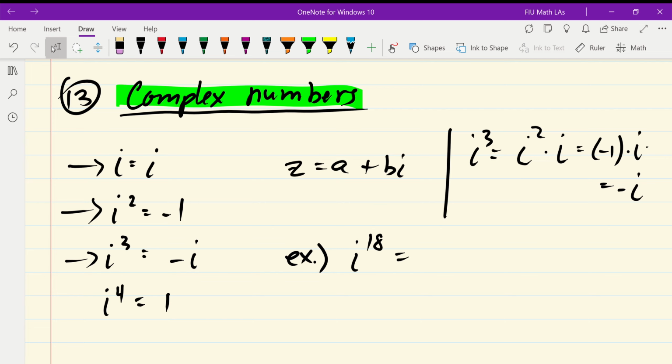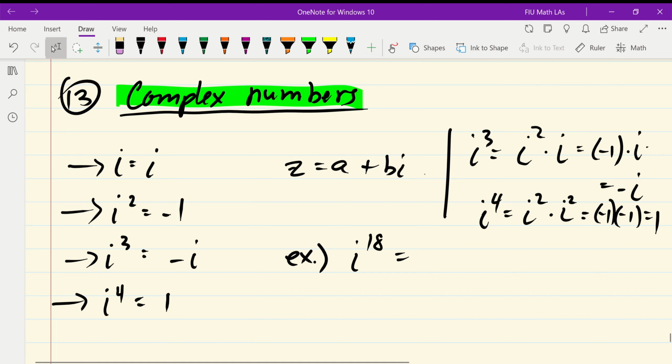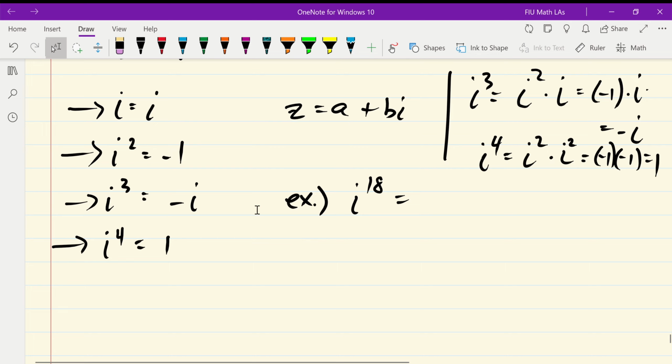And i to the fourth, if you think about this, i to the fourth is just i squared times i squared. This is negative 1 times negative 1, which is 1. So that's why we get i to the fourth equals 1. And typically what they like to do with this is they'll give you something like i to the 18th or something and ask you, okay, what does it equal? You kind of have to remember exponent rules for this.